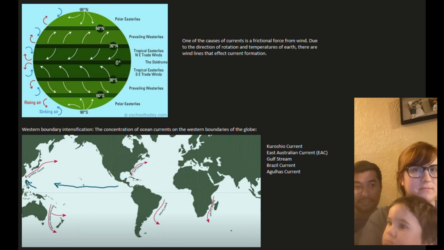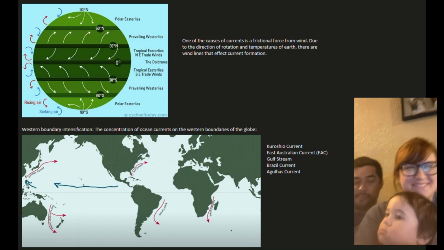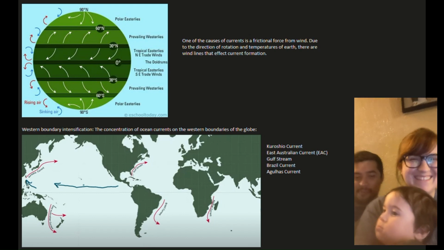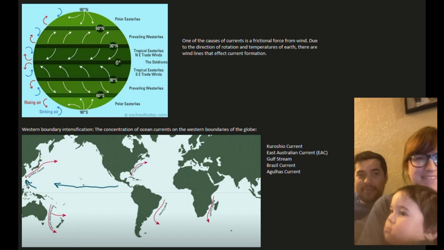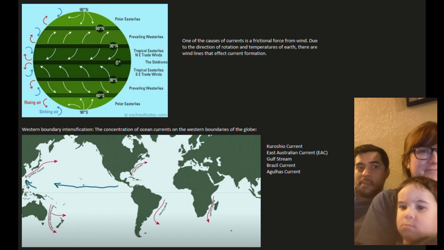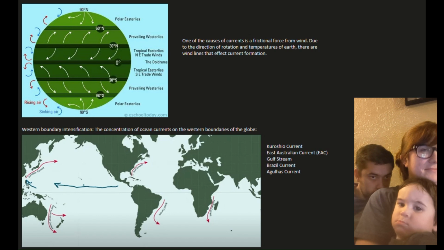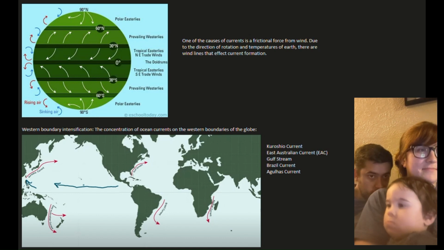There are 5 currents that make up this western boundary intensification. There's the Kuroshio current, the East Australian current, or the EAC. If you're thinking of Finding Nemo, I always think of Finding Nemo when I hear that one. There's the Gulf Stream, the Brazil current, and the Agulhas current. Each of the corresponding currents line up on their continental east coast sides because they hit that landfall. But the reason the water intensifies there is not just because the wind pushes it, but also due to the Coriolis effect.